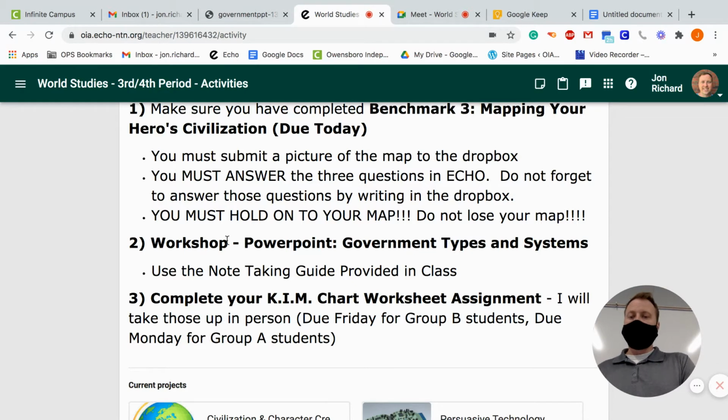And then when you're done with your map and your PowerPoint, you'll be making sure your ChemChart is complete and studying that for your test that's either on Friday or Monday. So the ChemChart is due before you take the test. Okay, you're going to turn it in to me before you take the test.